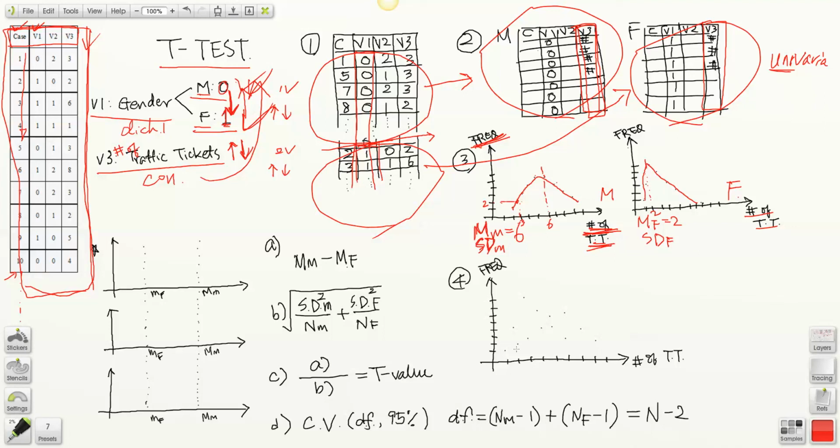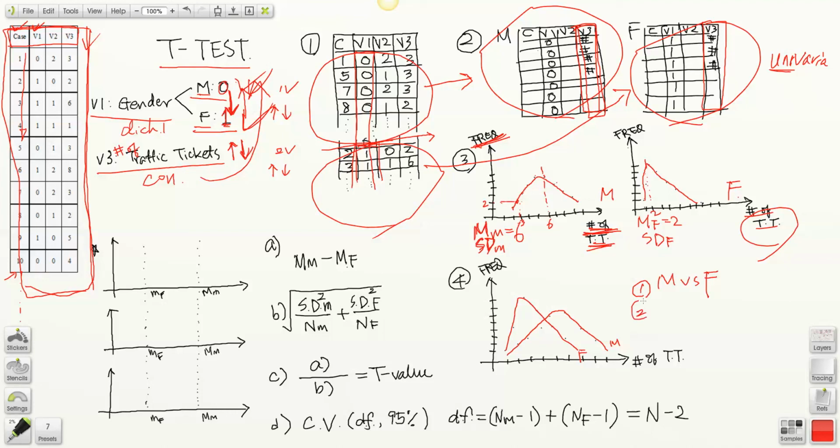And now imagine that you combine these 2 frequency distributions. And I'm going to explain why. That's because you ultimately want to know first if there is a distinctive difference between male and female subsamples in terms of your continuous variable. Again, in this case, number of traffic tickets.